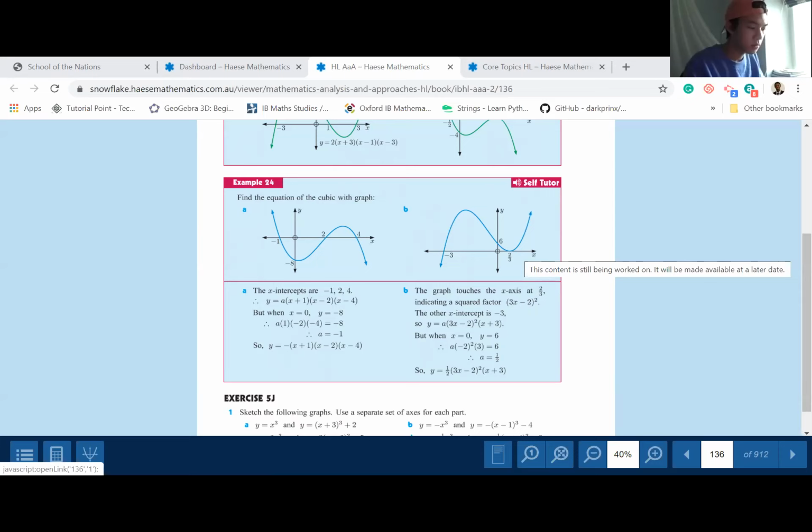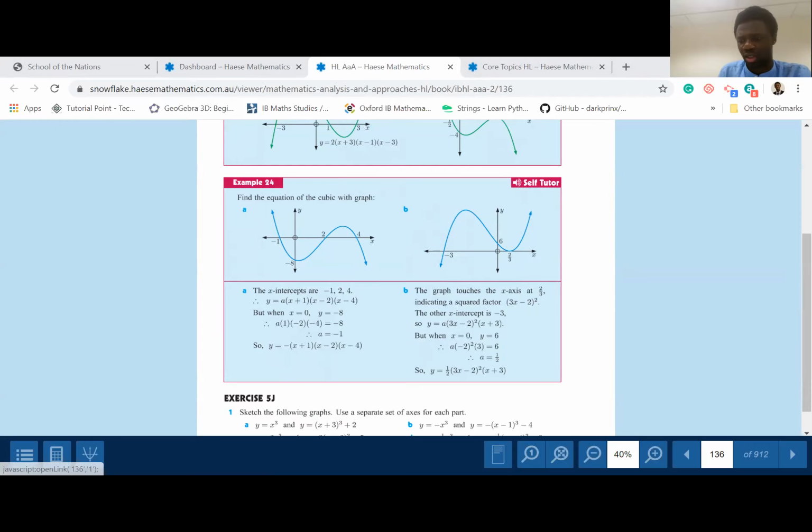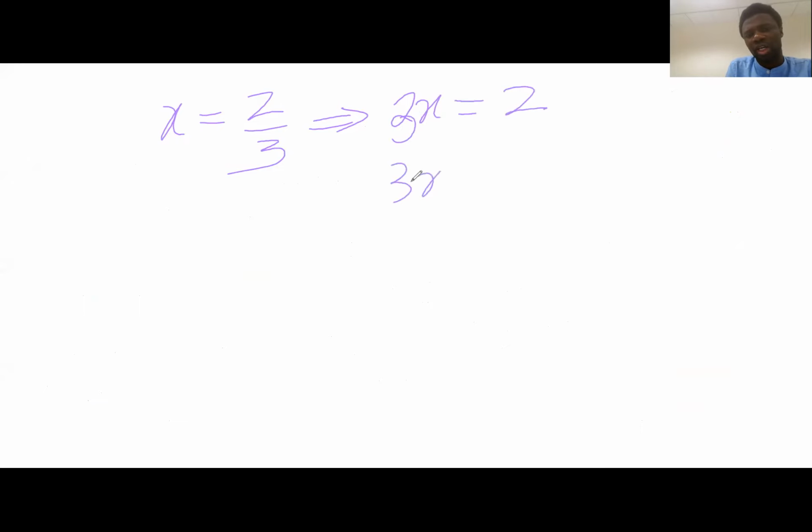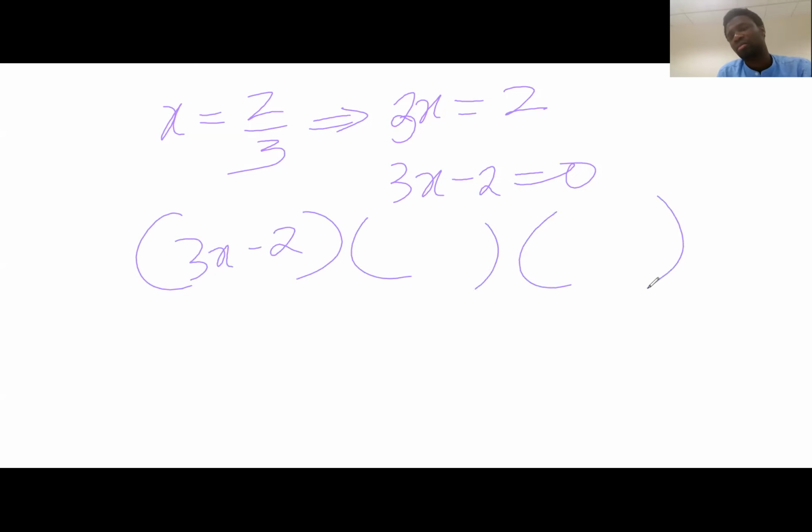x minus 2 over 3, we're going to end in 2 minutes, please. I think I already took some extra time. If it touches at 2 over 3, it means x equals 2 over 3, right? Which means 3x is equal to 2, which means 3x minus 2 was equated to 0. So this 3x minus 2 was one of the brackets. So this is what she used.